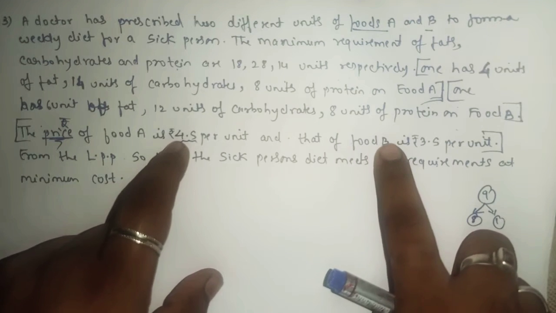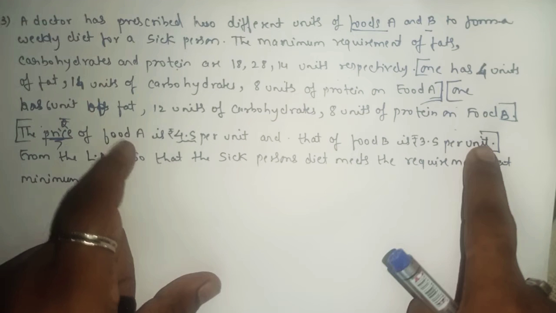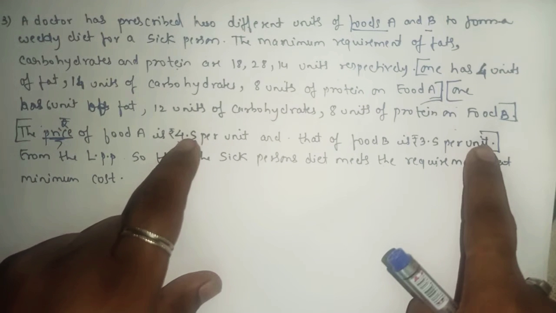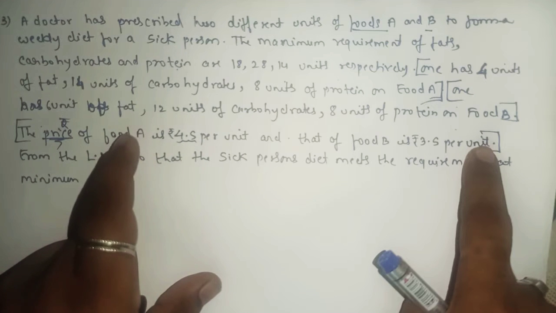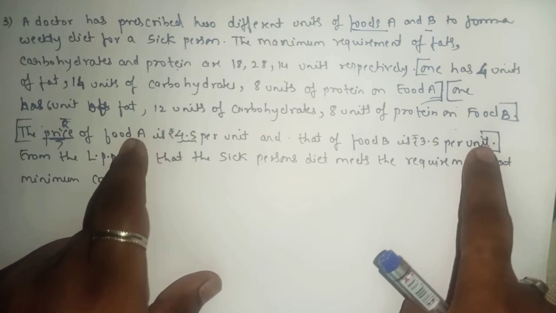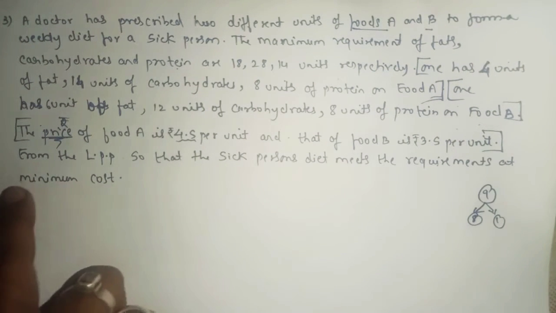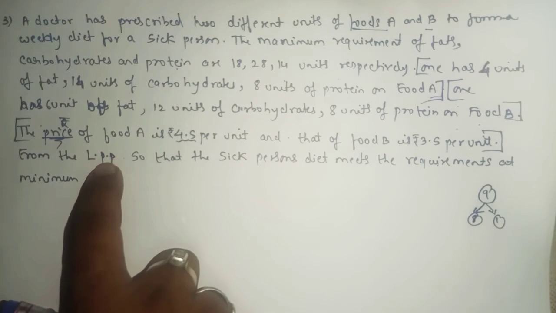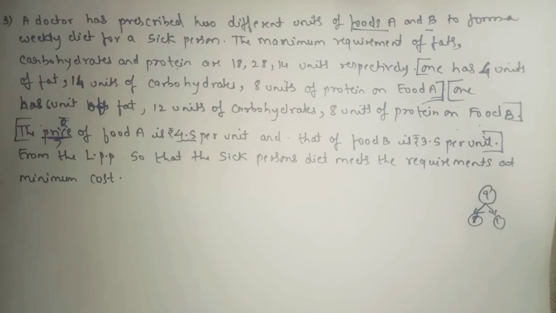So from here we got the idea about the Z. We'll also get the idea about which part we have to consider as X and Y. So here we'll take food A as X and food B as Y. Then you have to form an LPP so that the sick person's diet meets the requirement at the minimum cost.